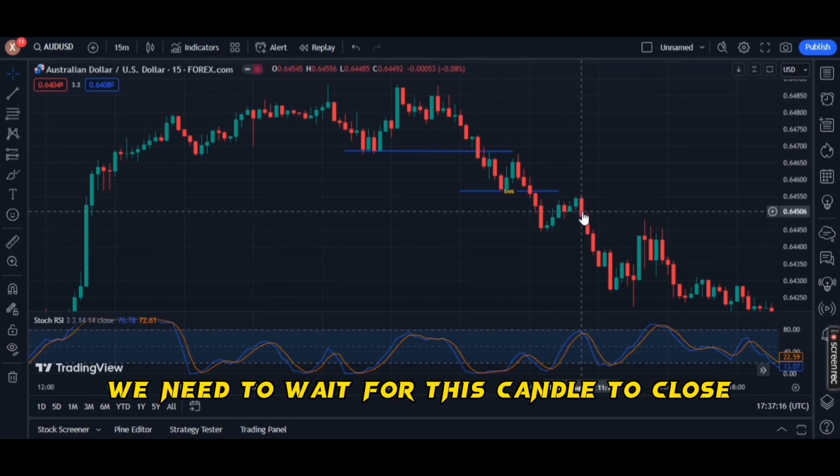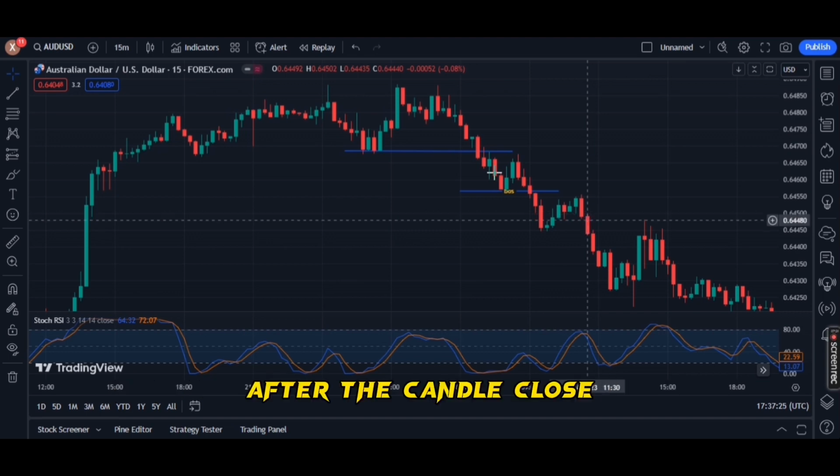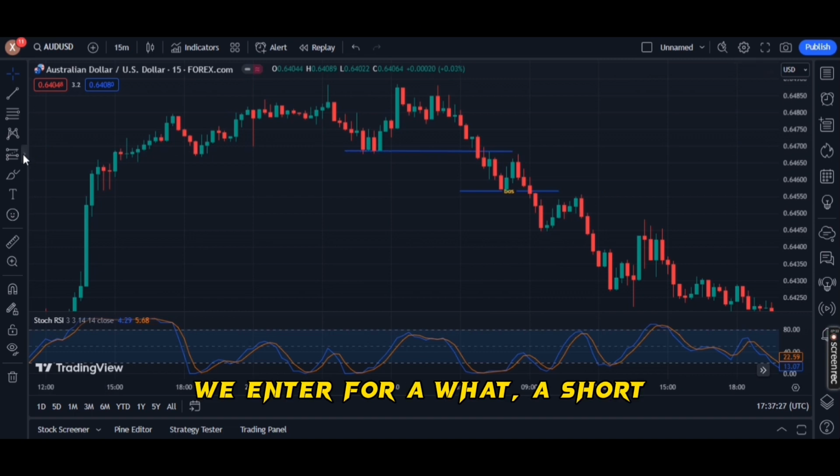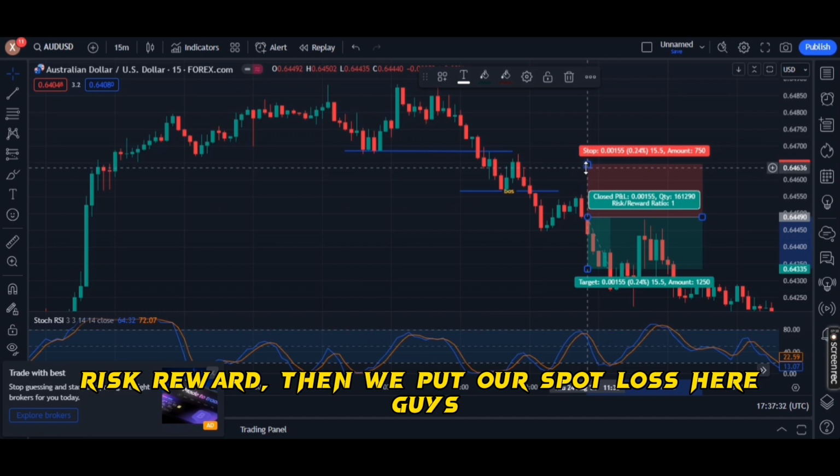We need to wait for this candle to close first. Then we enter on the next candle. After the candle close, what do we have? We enter for a short. And when you enter your short, you go for a 1 to 2 risk reward. Then we put our stop loss here.